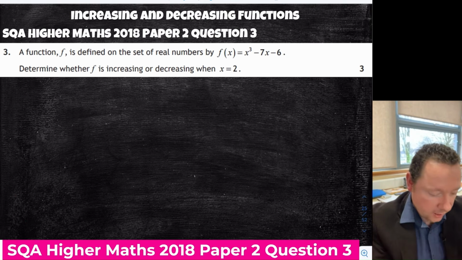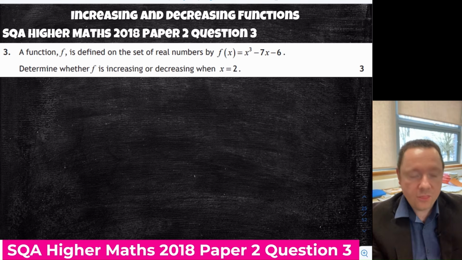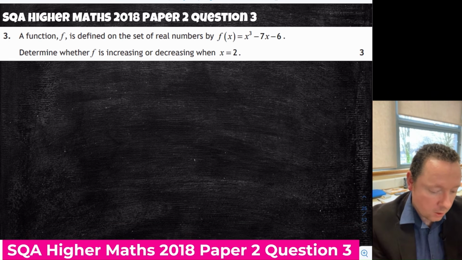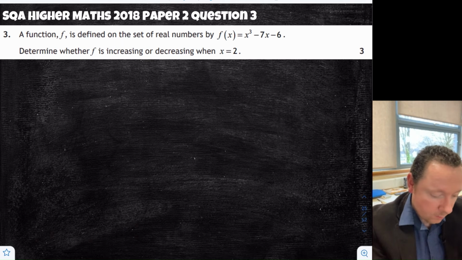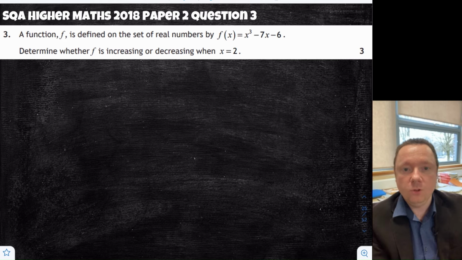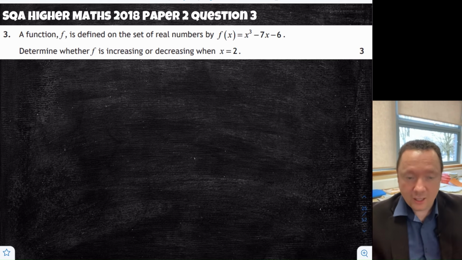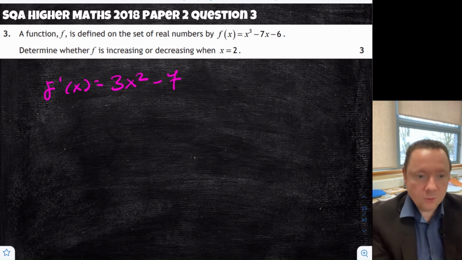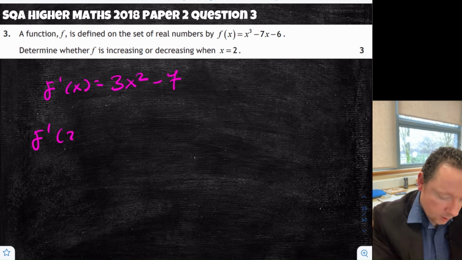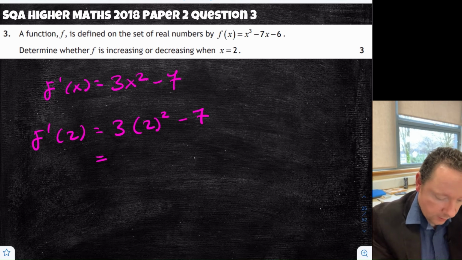Increasing and decreasing functions, SQA Higher Maths 2018, Paper 2, Question 3. A function is defined on a set of real numbers, given by f of x is x cubed minus 7x minus 6. Determine whether f is increasing or decreasing when x equals 2. So we need to work out the gradient of the tangent at x equal to 2. So f dash x is equal to 3x squared minus 7. At x equal to 2, f dash of 2 in other words, we get 3 times 2 squared minus 7. That's 3 times 4 is 12, take away 7 equals 5.